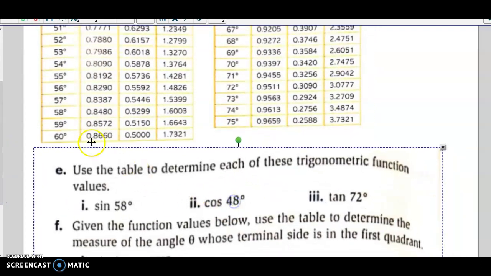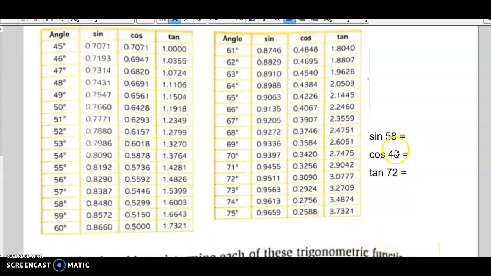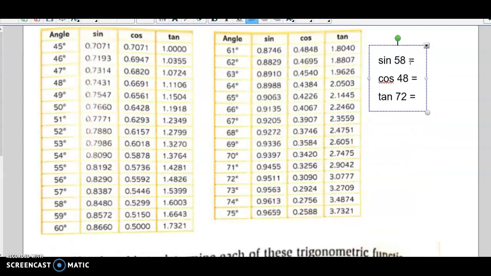The first one, I want to use the table to determine each of the trig functions. So I'm going to retype this right here: sine of 58 degrees, cosine of 48 degrees, and tangent of 72 degrees. We're going to use the table to evaluate each one. It's important that when you do sine, cosine, or tangent, what goes inside of that is called the argument, like an argument with a friend. The argument of sine is a number.